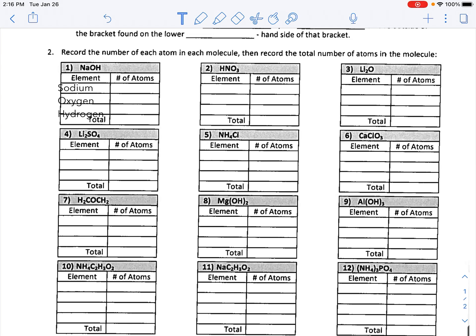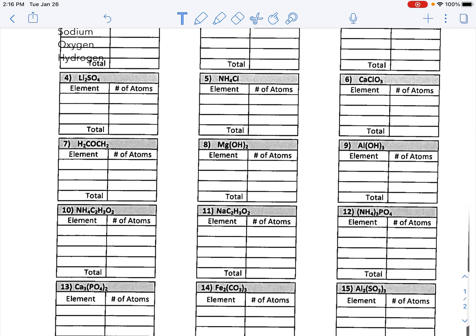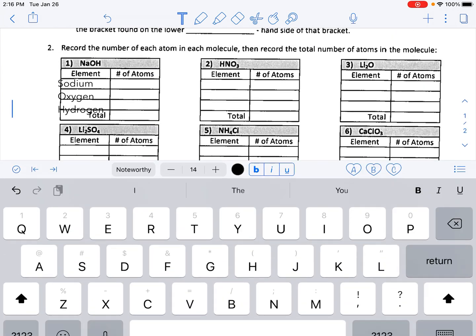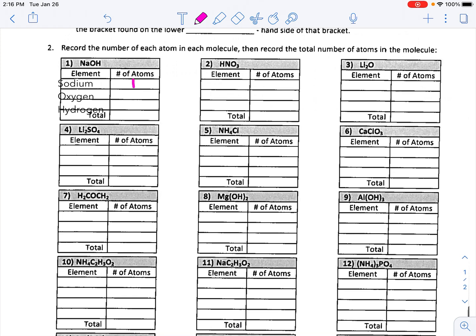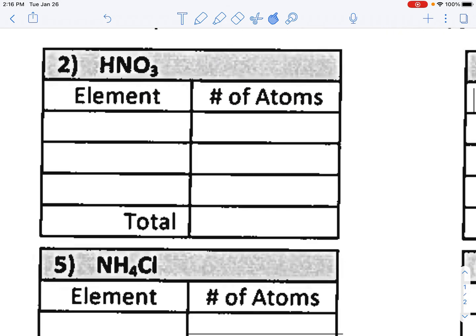Now, I look at the little subscripts beside them, and none of these have a subscript. So that tells me that I have 1 of each of these. If there's no subscript, then it's 1. So we're going to make a 1 there, a 1 there, and a 1 here. And so I have a total of 3 atoms. Then over here, let me blow it up so I can have a better chance of writing.